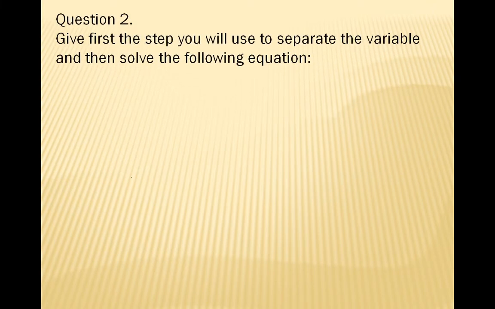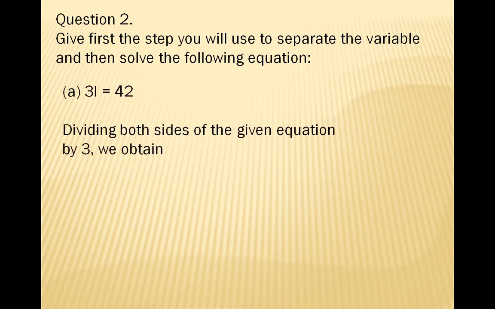Question 2. Give the first step you will use to separate the variable and then solve the following equation. 3L is equal to 42. Okay, 3L, that means 3 multiplied by L is equal to 42.